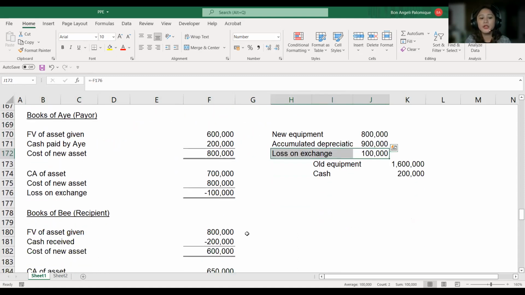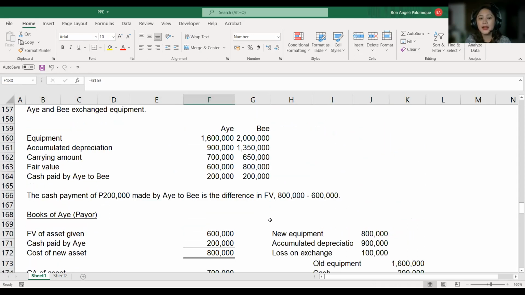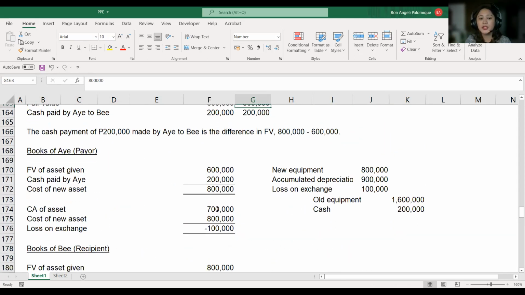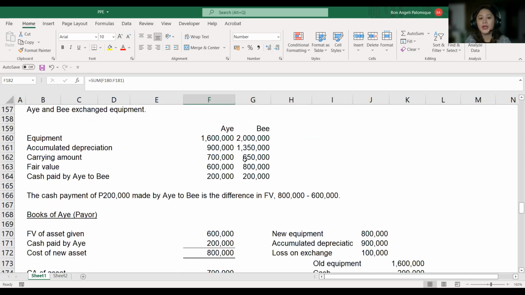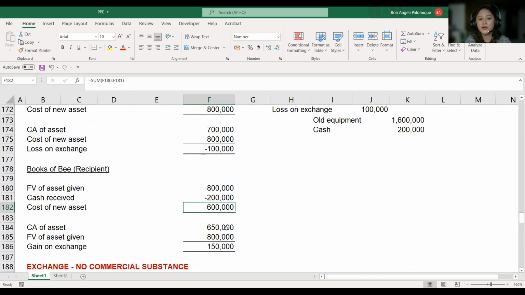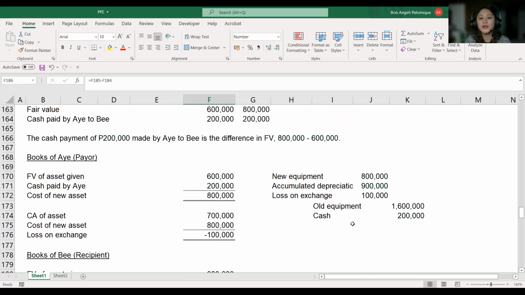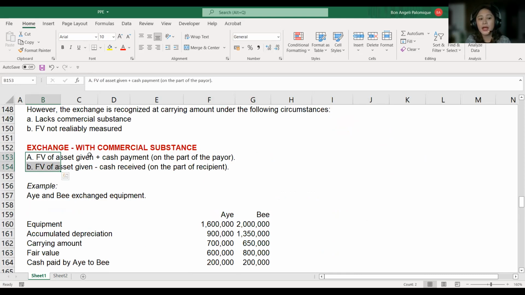So, sa point of view naman ni B, ang fair value ng binigay niya is 800,000. Tapos, naka-receive pa siya ng 200,000. So, overall, parang 600,000 lang yung cost ng bagong asset para sa kanya. Ang carrying amount niyan is 650,000 sa libro ko. Tapos, yung fair value ng binigay ko, 800,000 lang. So, ang gain ng exchange ko is 150,000. So, ganyan yung ating treatment kapag meron tayong exchange na may commercial substance.